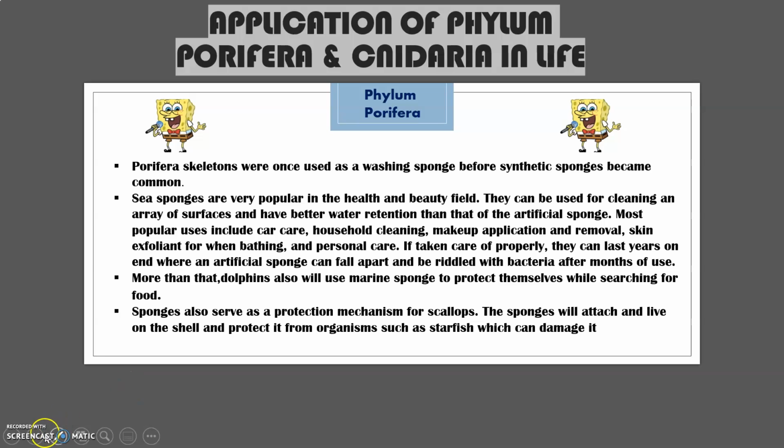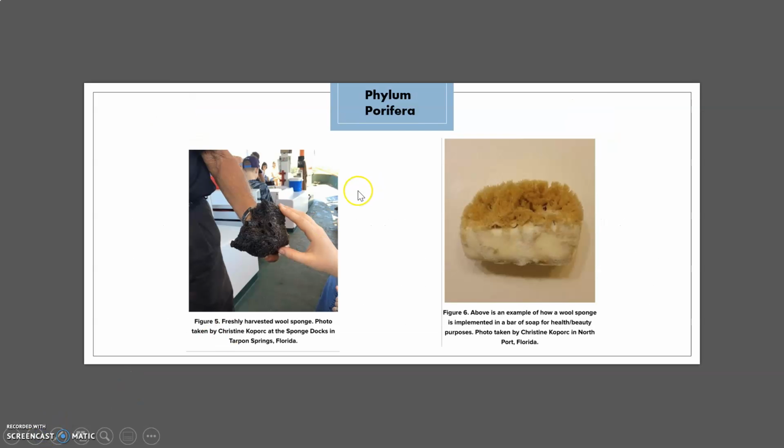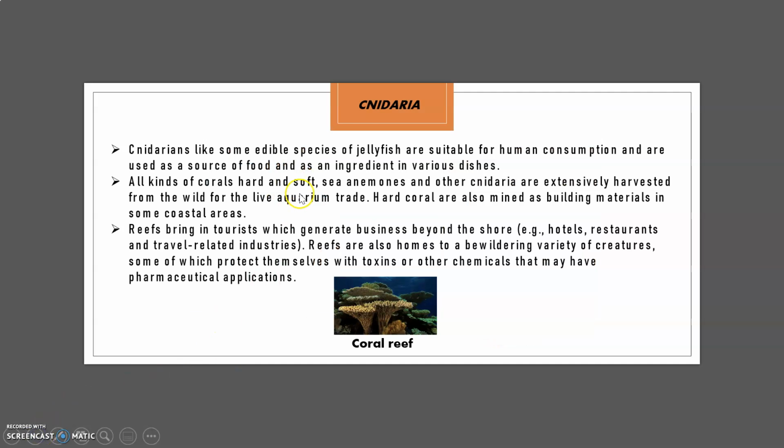Next, this is an example. We can see here figure 5, a freshly harvested wool sponge. And this is figure 6, an example of how a wool sponge is implemented in a bar of soap, for application by humans in our life. So next we go to the application of Cnidaria in our life.